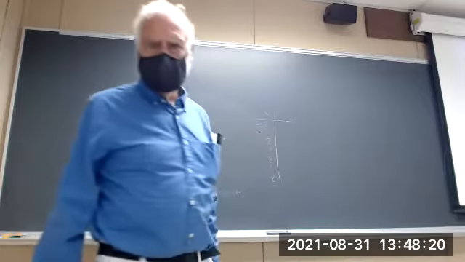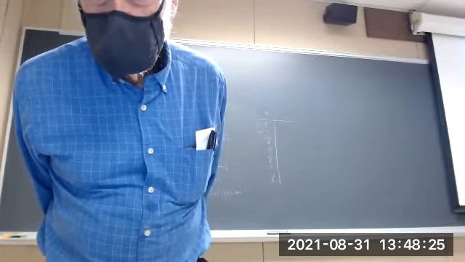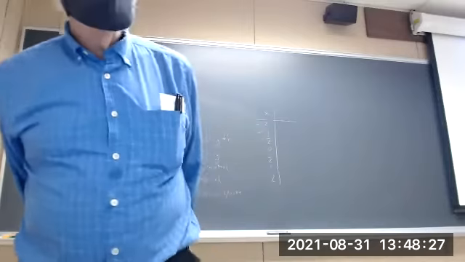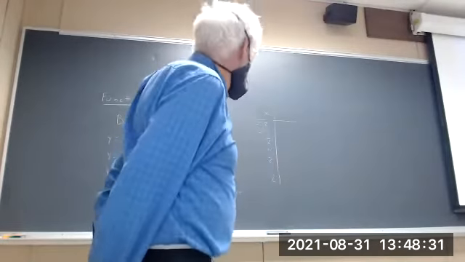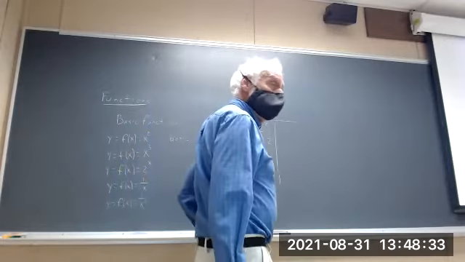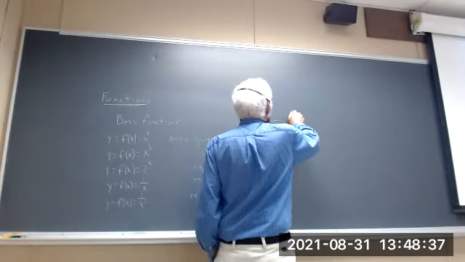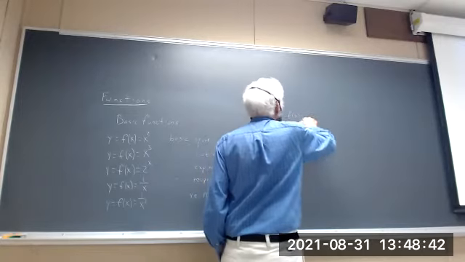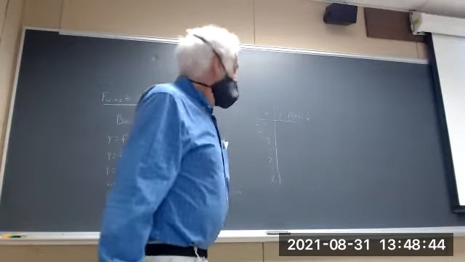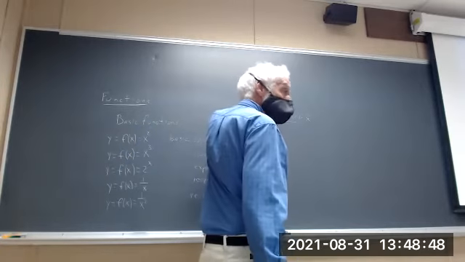Now the assignment comes up on Sunday, and we'll talk about it a little more next time. We don't have a lot of time left today. So we have y equals f of x equals 1 over x. Okay. So if x is -2, what's y?